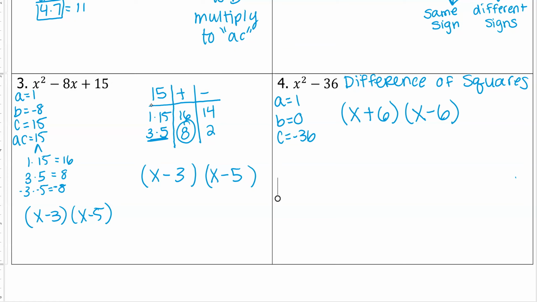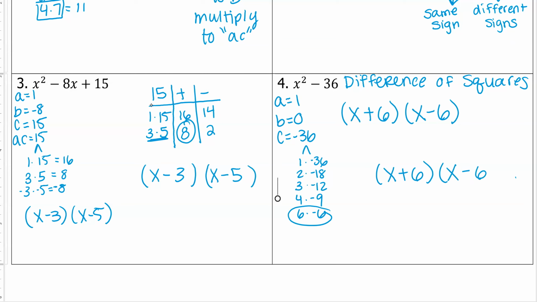If I wanted to work it out, I could say 1 and negative 36, 2 and negative 18, 3 and negative 12, 4 and negative 9, 6 and negative 6. I'd go through all that process of doing all the work, but then when it comes down to it, the 6 and the negative 6 are the two numbers that when I multiply them, I get negative 36, and when I add them, I'll get 0.